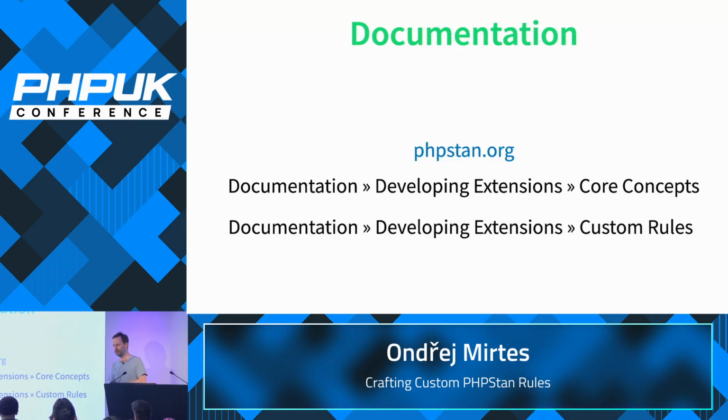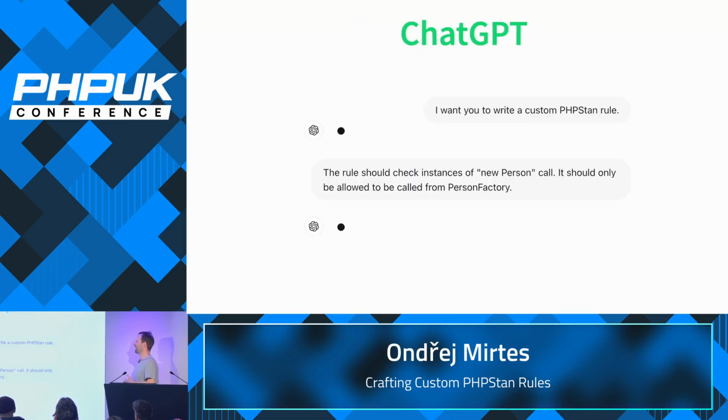So we just spent almost an hour learning about how to write a custom rule. I wouldn't say it's the hardest thing in the world, but there's still a learning curve to it. But I have quite good news. You can just ask ChatGPT to do it for you. I tried it, and surprisingly, it works.